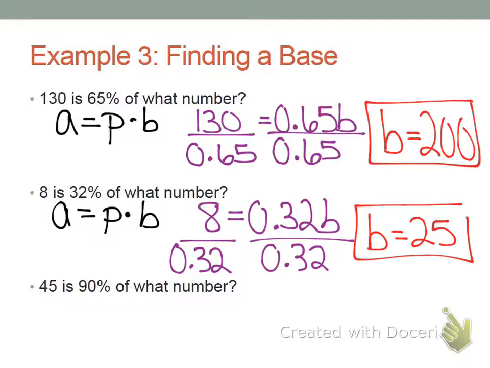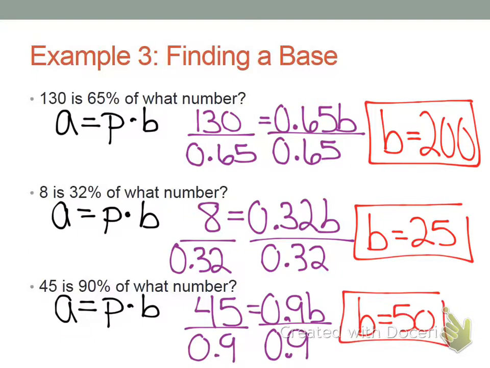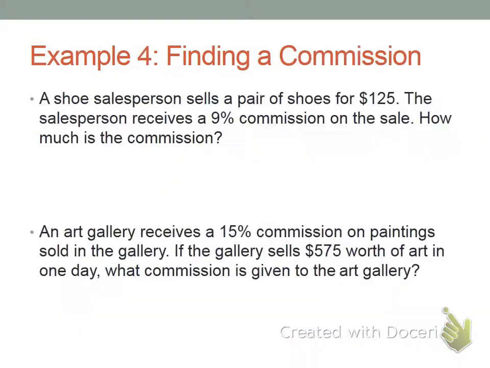What about the third one? What do I plug in for A? 45. What do I plug in for P? 0.9. What do I divide both sides by? 0.9. 50? Yes. Did you get 50, or maybe you weren't quite done but you were on the right track? Okay, very good.